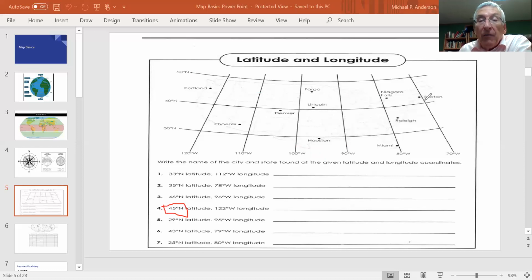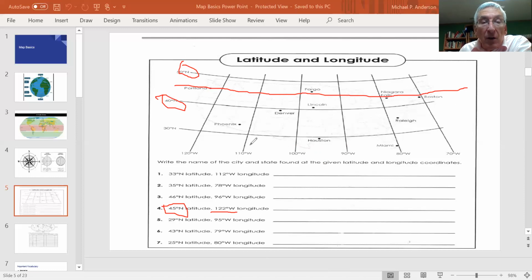Okay, here's our 45. Here's our 50. So we want 45, or here's our 40, here's our 50. 45 is going to be right about in the middle someplace. So okay, kind of drop down there. So we're going to check the longitude, because it's close to Portland, it's close to Fargo, it's close to a bunch of stuff. So we go to the longitude.